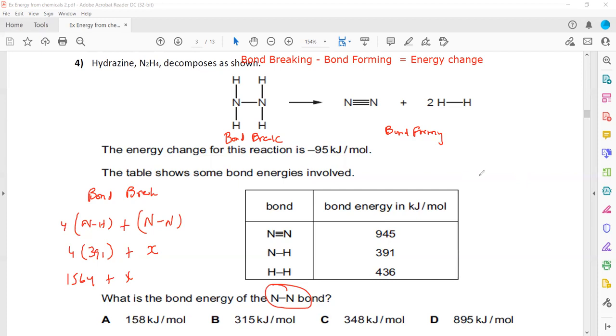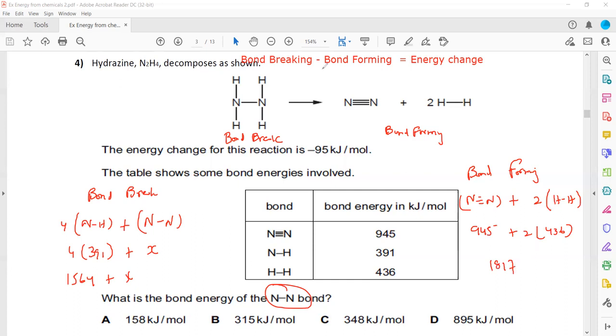What about bond forming? Nitrogen triple bonded with nitrogen. This is one of the bonds formed, and there are 2 hydrogen-hydrogen bonds. So nitrogen triple bonded with nitrogen is 945 plus 2 hydrogen-hydrogen single bonds, that is 436. So 436 multiplied by 2, that is 872, plus 945, that is 1817. 1817, that's bond forming.